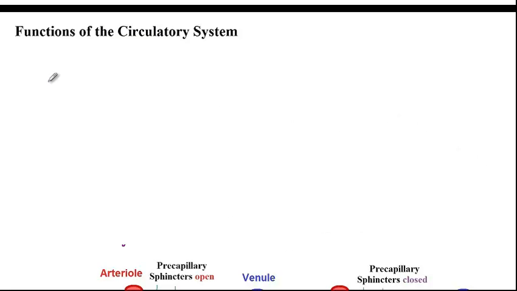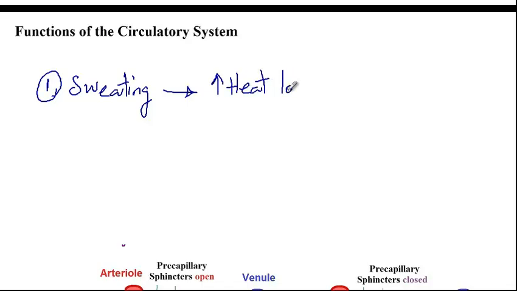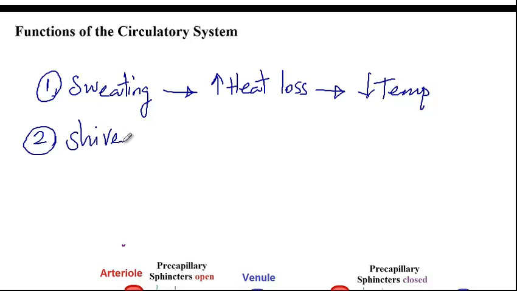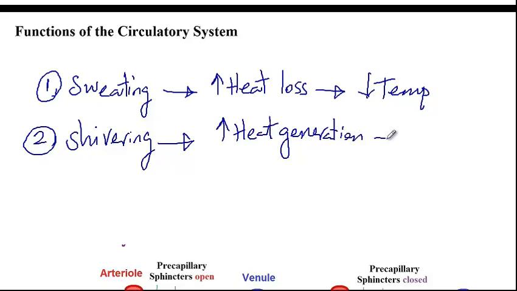And so the body can lower the temperature, for instance, by sweating, as a consequence of which there will be increased heat loss. And so body temperature will drop. Another mechanism is by shivering of the muscles, as a consequence of which heat will be generated. And then the body temperature increases.